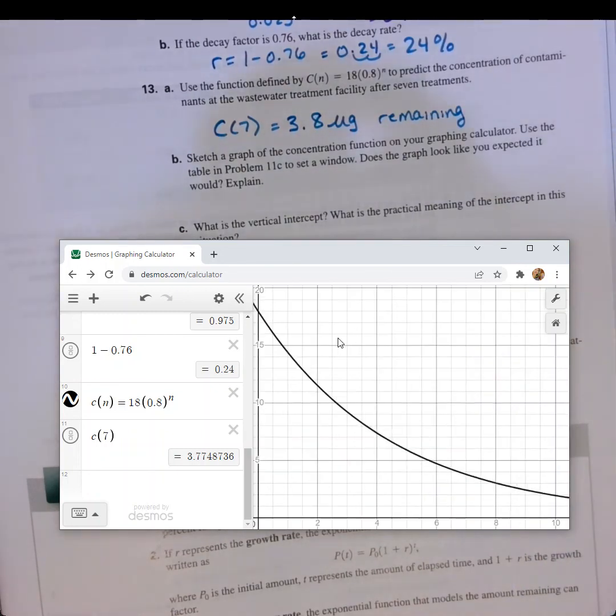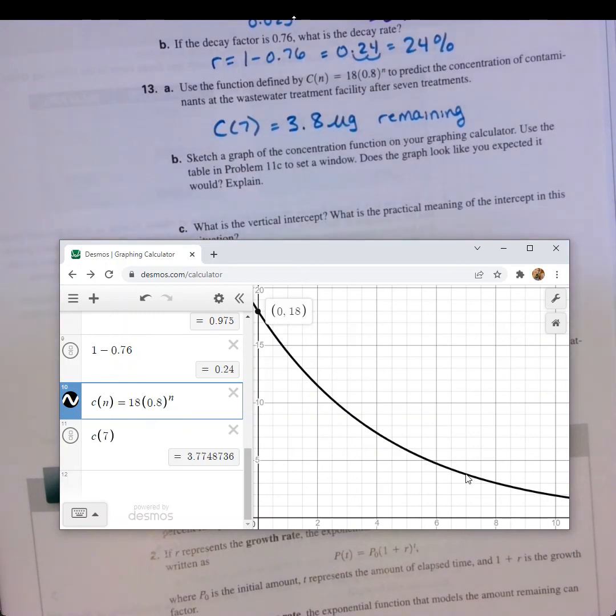So we'll start here. I can see that initially we started up at 18, and we're decaying. I set the boundaries on 0 on both X and Y so that I only saw things that were positive, and I just figured 10 wasn't too big, so we could see up to 10. Okay, so after 7 treatments, here-ish, we are still above 3.